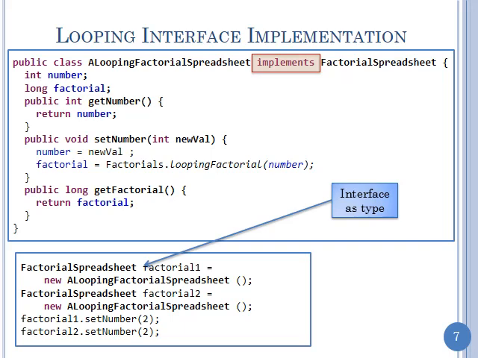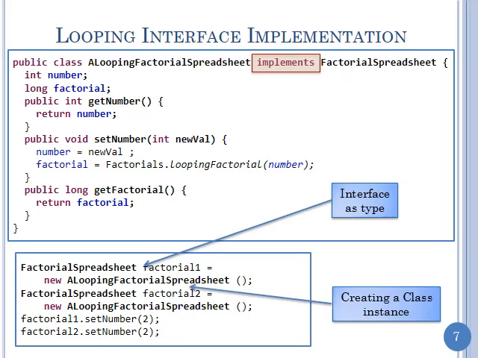Is the interface kept in a .java file? Yes, a .java file. Okay, so creating a class instance and assigning it to a factorial variable. Okay?